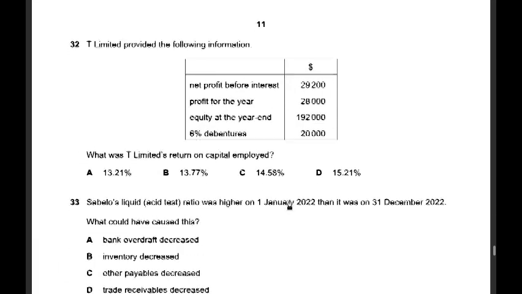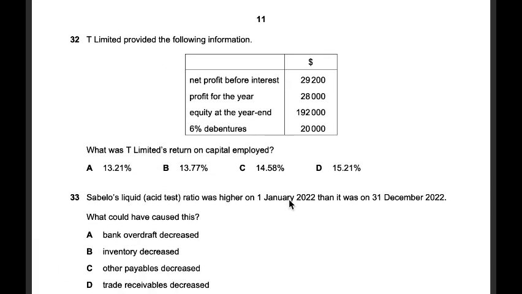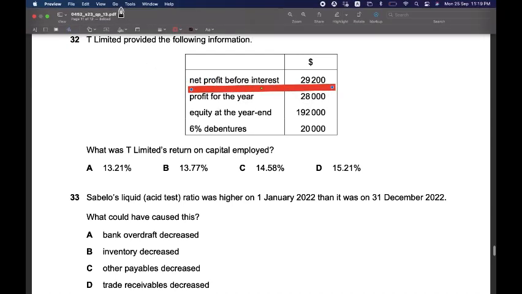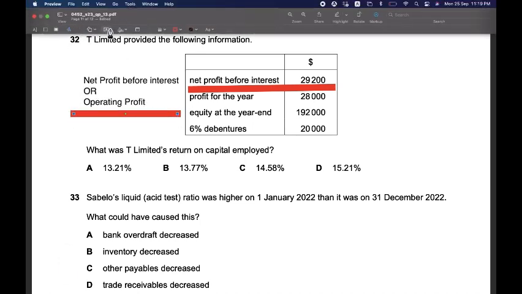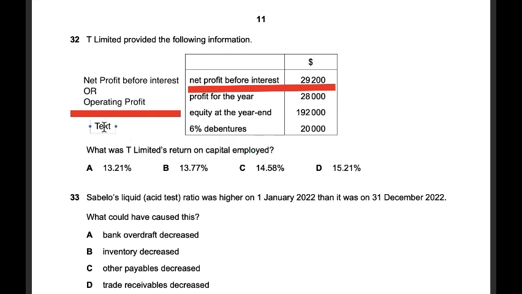Question 32. T Limited provided the following information: net profit before interest, profit for the year, equity at the year end, and 6% debenture. Since the net profit before interest is 29,200, let's take that. The formula for return on capital employed is net profit before interest, or operating profit, whole upon capital plus non-current liability.